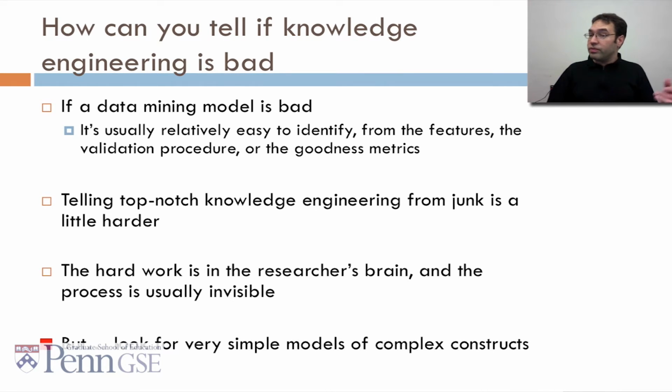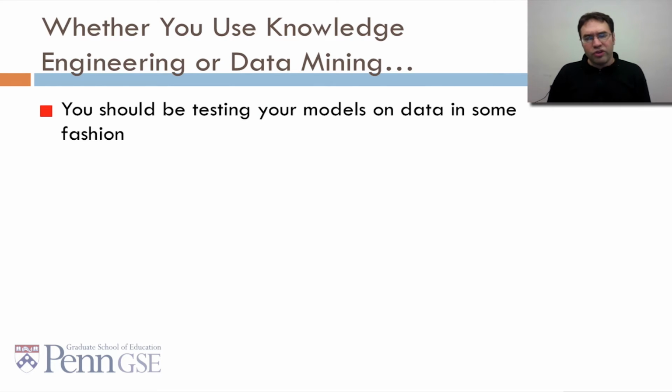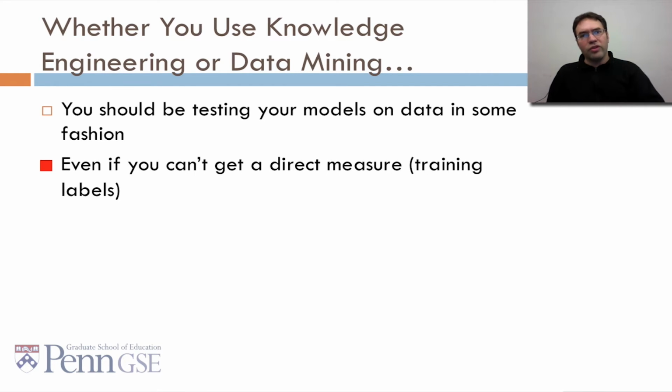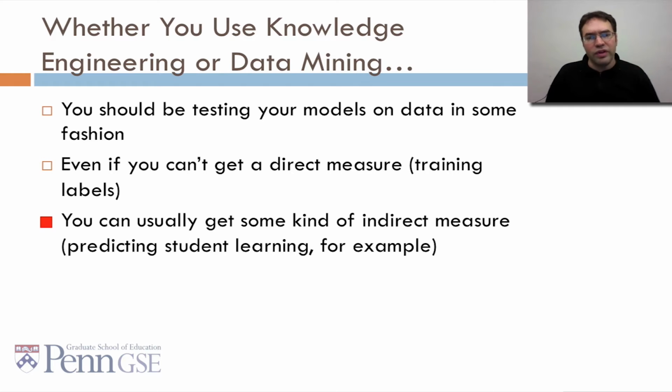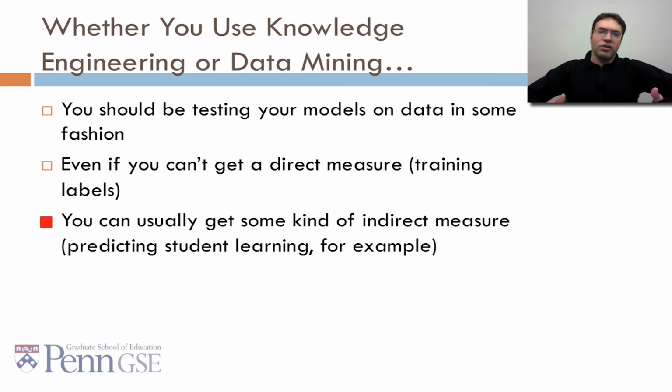That's my opinion anyways. Now, whether you use knowledge engineering or data mining, you should be testing your models on data in some fashion. You shouldn't just be throwing it out there and saying you're done. Even if you can't get a direct measure like training labels, you can usually get some sort of indirect measure, predicting student learning, for example. When you look at Aleven's help-seeking model, he had some direct measures. For example, he used some of our same field observations of gaming to try to test his model. But even beyond that, he had measures of learning and could show that things like help avoidance and help abuse actually correlated to learning outcomes in valuable ways.